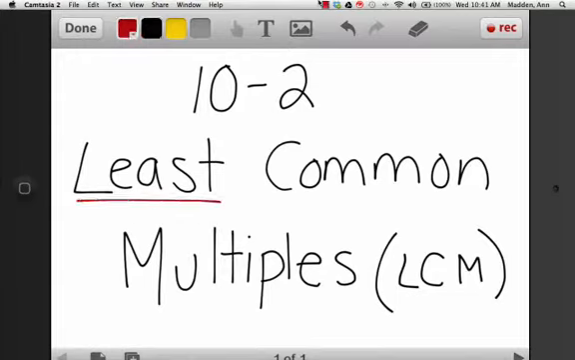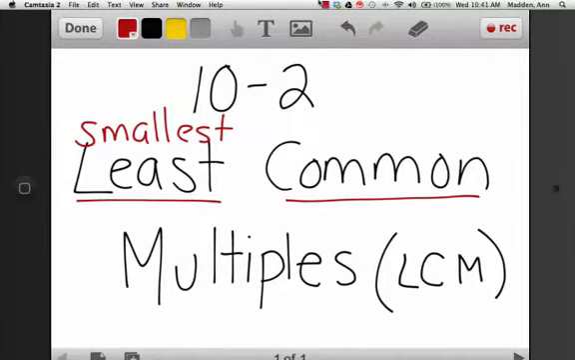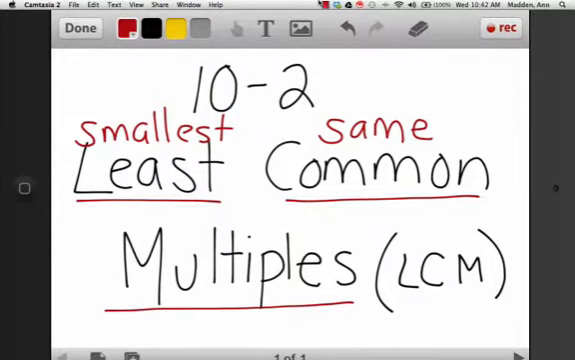Least, what does that word mean? That means the smallest. Common, what does this word mean? It means what do they have that is the same. Multiples. Multiples are products when you multiply numbers. So we're looking for the smallest number that is the same when you multiply numbers.